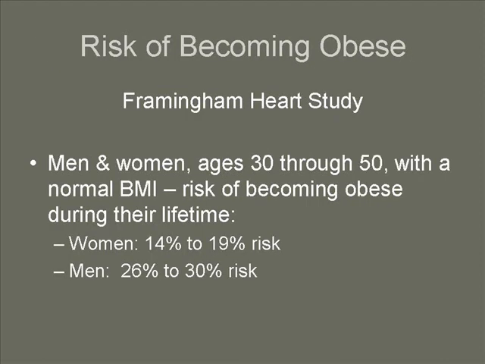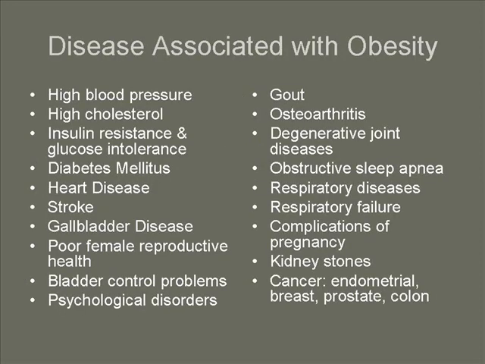There was a famous study done called the Framingham Heart Study. It was a major study that looked at many things. One of the things it looked at was a person's lifetime risk of becoming obese. The statistics they came up with were for men and women aged 30 through 50. Now this is with a normal BMI. If you have a normal BMI, your risk of becoming obese during your lifetime for women is a 14 to 19% risk, and for men it's a 26 to 30% risk. So if you're normal weight now, doesn't mean you'll always be that way.